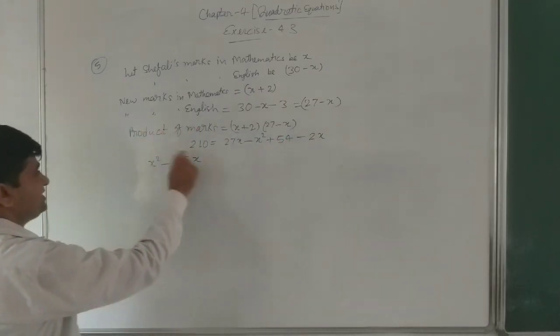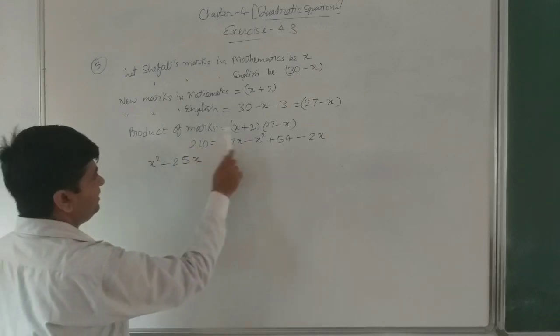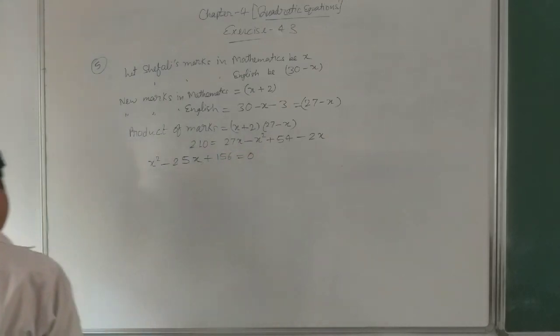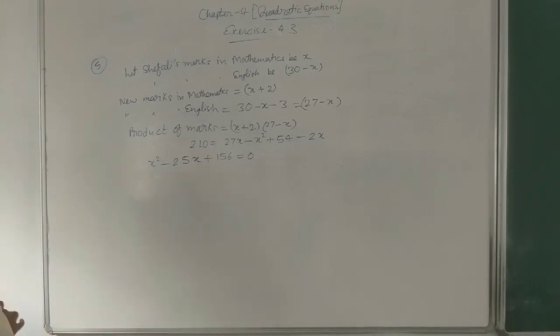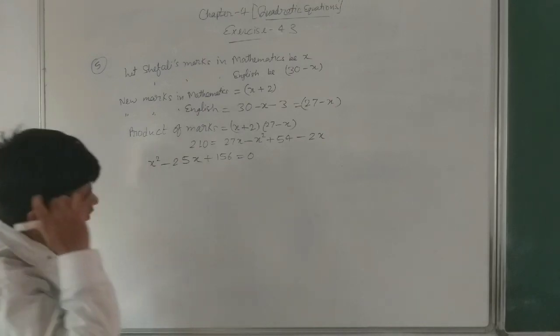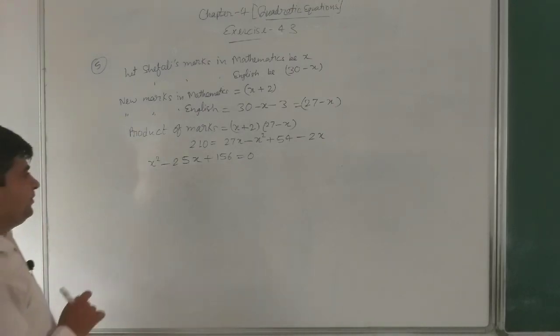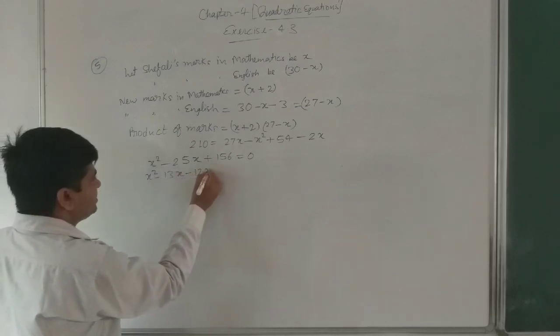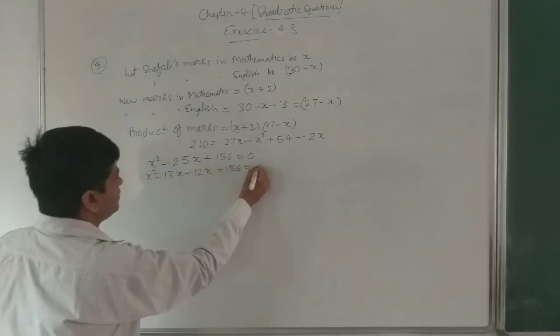If we shift to LHS, 54 will be negative, so 210 minus 54, that will be 156 equals to 0. Now we can solve by factorizing, splitting the middle term. So how do we factor 156? 13 and 12, 13 times 12 is 156. Okay, so x square minus 13x minus 12x plus 156 equals to 0.